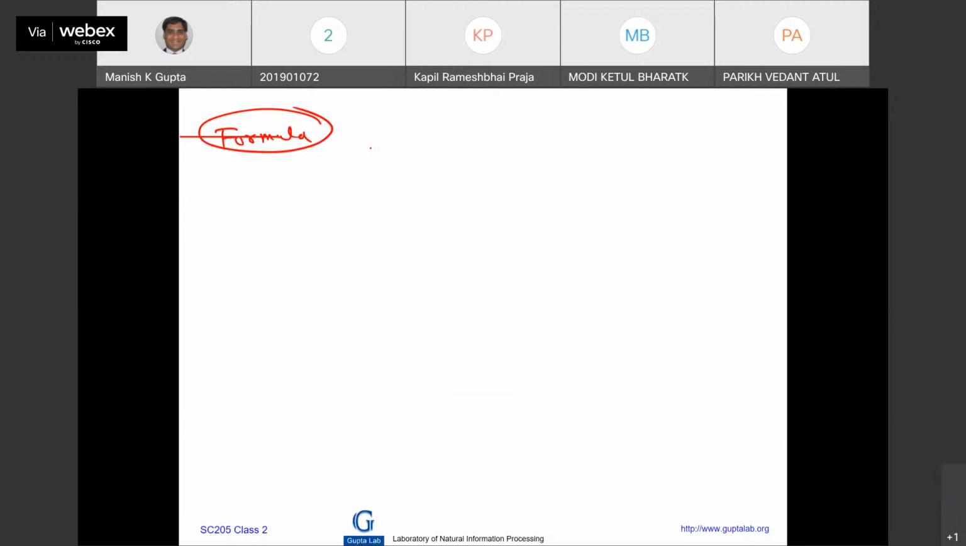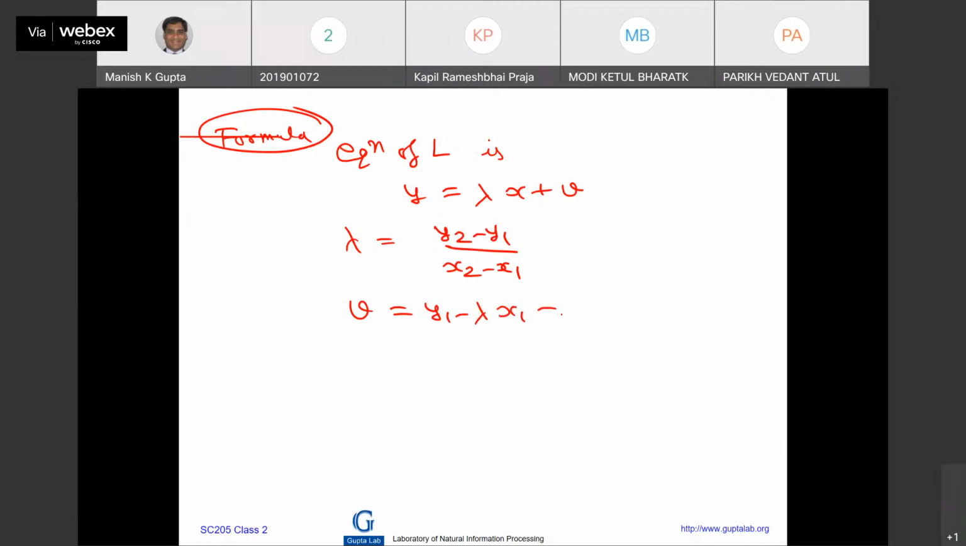So the equation of line L is y is equal to lambda x plus v, like mx plus c, whatever you write. So slope lambda is equal to (y2 minus y1) divided by (x2 minus x1). That is the slope. You remember 2 points P and Q, x1, y1, x2, y2. And v is the intercept, equal to y1 minus lambda times x1, same thing as y2 minus lambda times x2. That is our v, right? Everything makes sense.